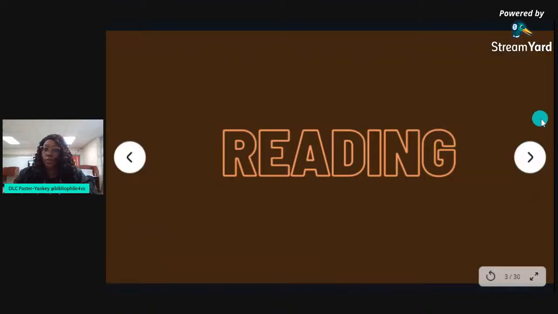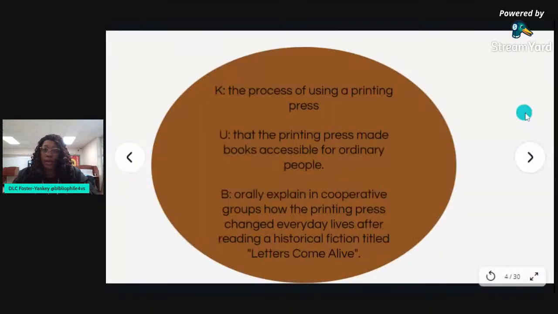All right, so we'll start with the first component of Lesson 2, which is reading. Here's our cup. Students will know the process of using a printing press. They'll understand that the printing press made books accessible for ordinary people, and they'll be able to orally explain in cooperative groups how the printing press changed everyday lives after reading a historical fiction selection titled Letters Come Alive.